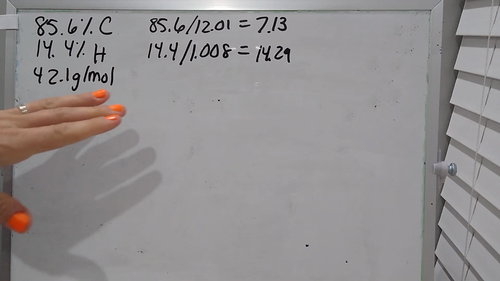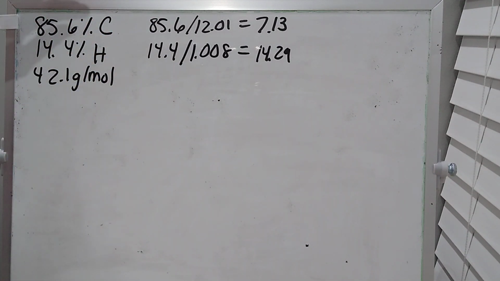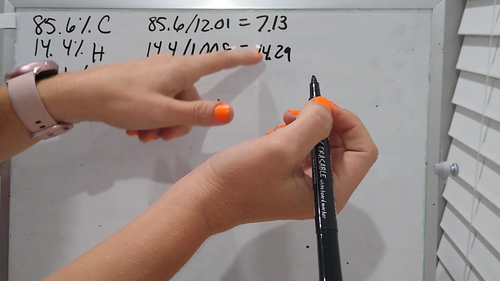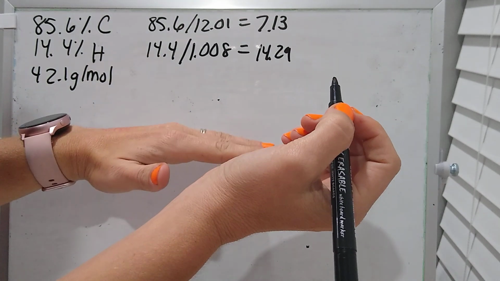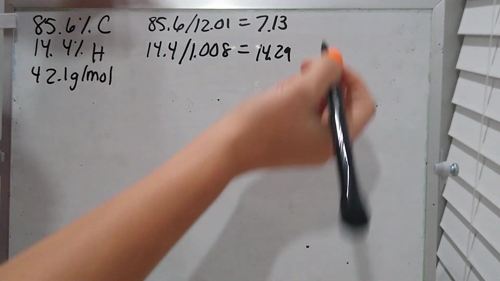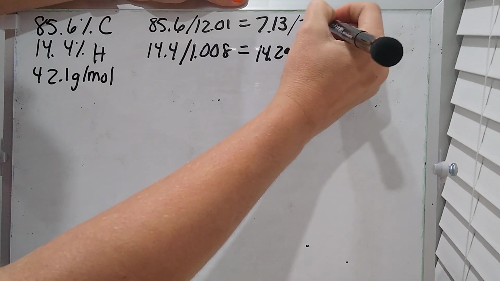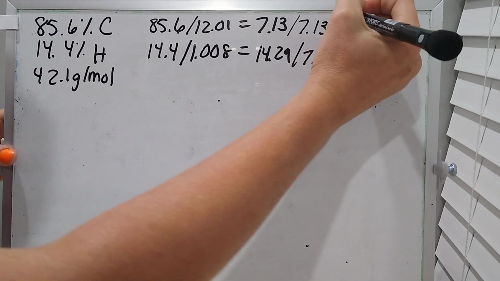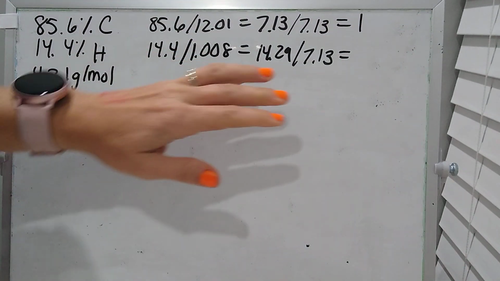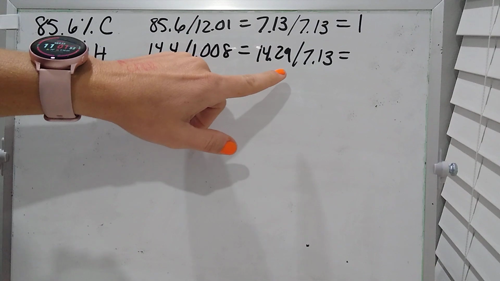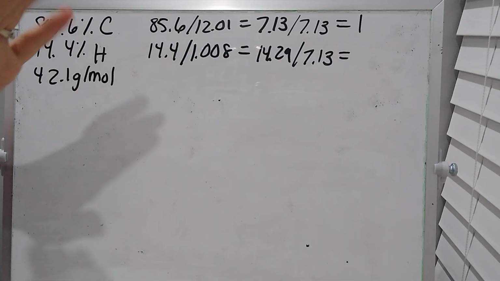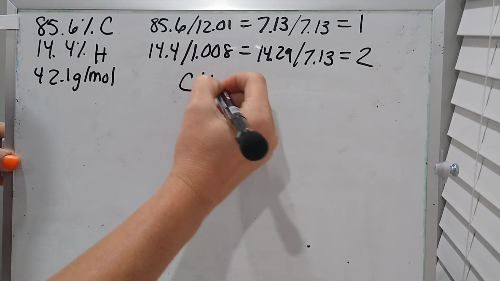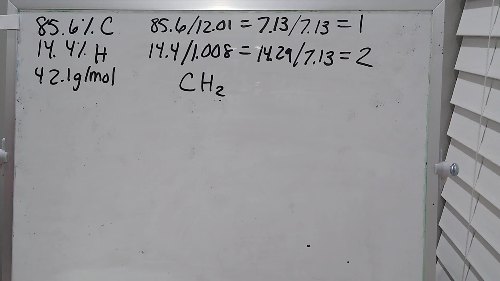Now I need to figure out the quantity in my molecule. So in order to do that, I'm going to find the lesser amount out of all your elements. In this example, we only have 2. So I'm going to divide everything by 7.13 because that's my lesser amount. So of course for this one you get 1, and then you want to round to the closest whole number, and you should be pretty close to it being a whole number anyways, so this one will be 2. So we've got 1 carbon and 2 hydrogens in our empirical formula.